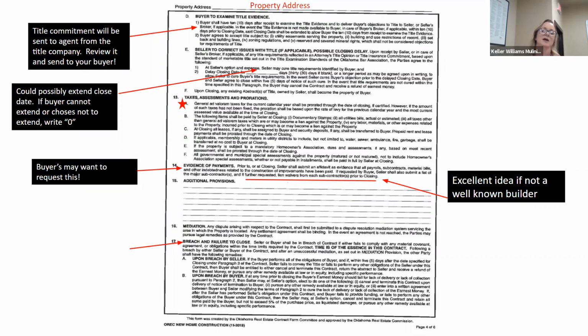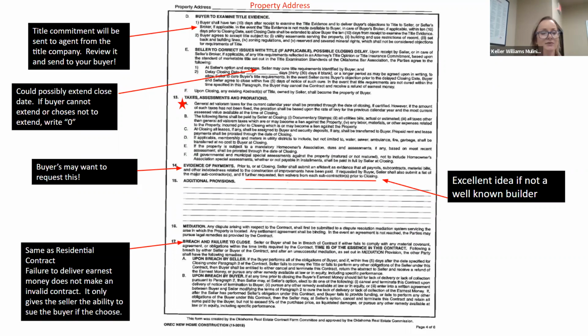Let's go down. Obviously, paragraph 16 is the same as the residential contract. If a dispute comes up, you agree to mediate before you take each other to small claims court. And then breach of contract will be the same as the residential contract. Keep in mind, I want to bring this up because I've had several people say this lately: my buyer just never delivered the earnest money. Failure to deliver earnest money does not make an invalid contract. It only gives the seller the ability to sue the buyer if they choose. Keep in mind, earnest money is a part of the contract. It's not the contract. Signatures at the bottom constitute the contract.